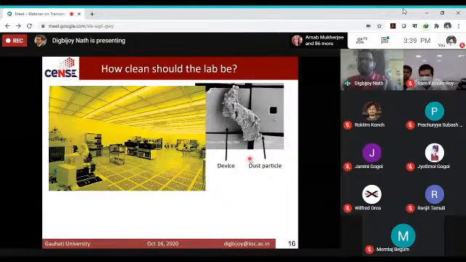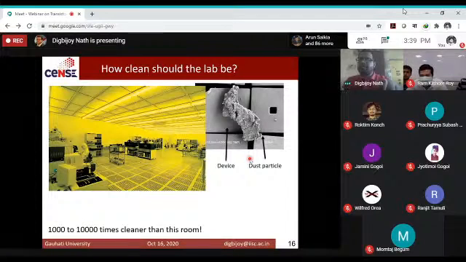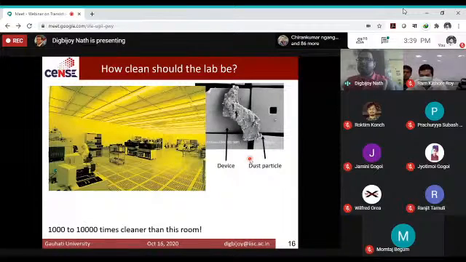Okay. And this room is extremely clean. That's why it's called clean. How clean is this? This room is about 1000 to 10,000 times cleaner than this room. There is a special airflow that will ensure that you have minimum dust particles. There are different categories of this clean room. Clean room of class 1000, class 100, class 10, like that. And that number essentially indicates the number of dust particles of a particular size that you have in a unit volume of the room. Okay, so that's very highly controlled.